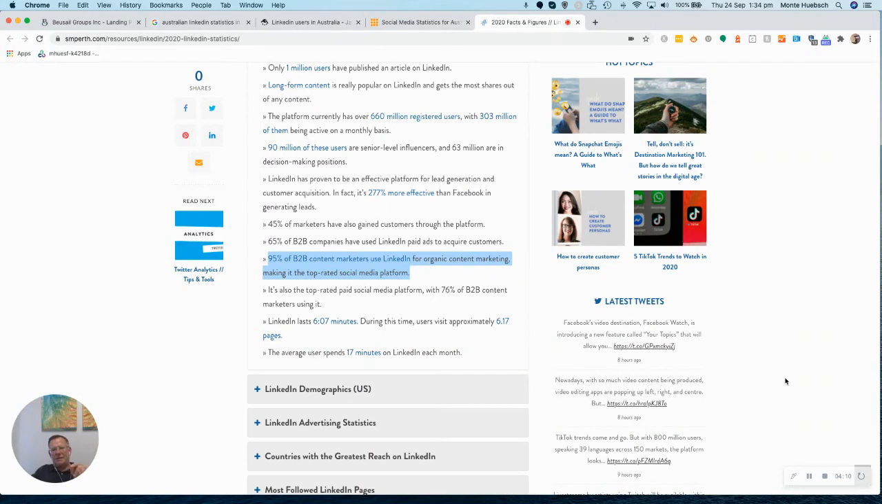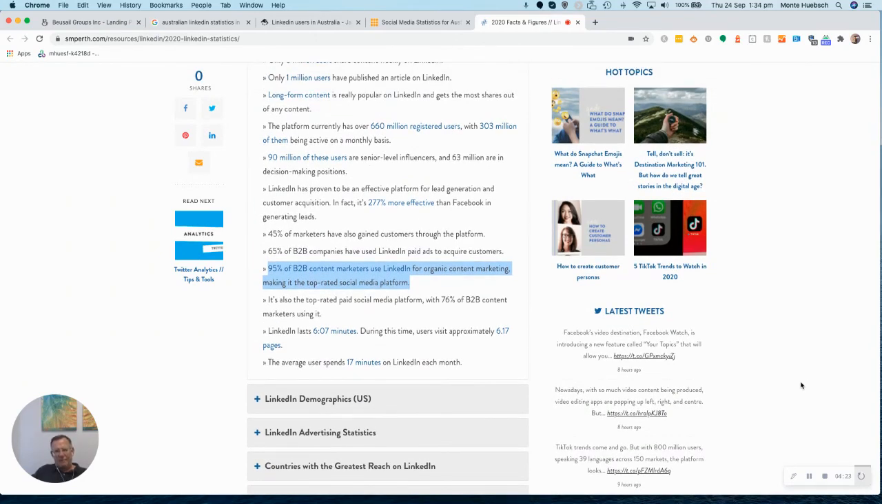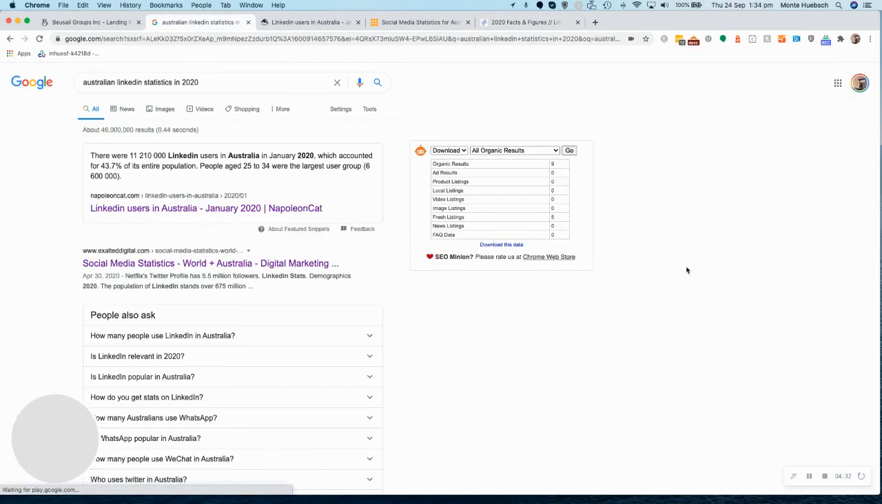So if you're looking to expand your reach, connect with people in your industry, reach out to them, because once they're connected with you, you can send first-degree messages for free. LinkedIn is the platform, more so than Facebook, Twitter, Pinterest, Instagram, those sorts of things. So that's what the story is for LinkedIn in Australia in 2020.